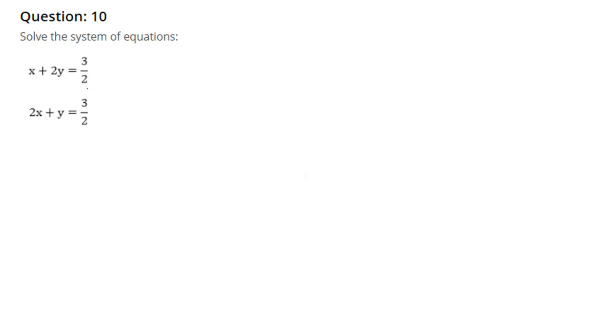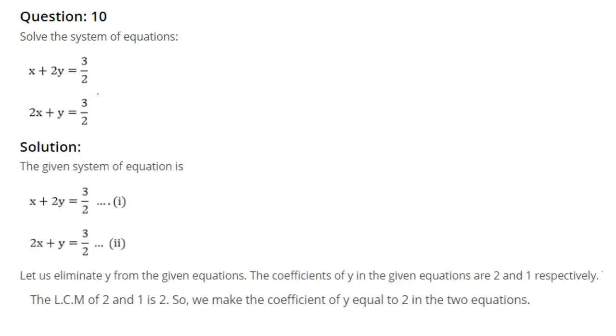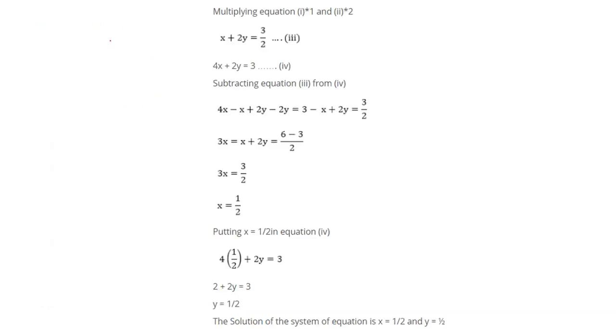Next is this equation: x plus 2y equal to 3 by 2, 2x plus y equal to 3 by 2. Here there is no need for any kind of multiplication, since 3 by 2 can easily be solved. What you can do here is either multiply this by 2, you get 2x, and cancel it by subtracting, or multiply this by 2 so you get 2y. So we will multiply this equation by 2, you get 2x plus 4y equal to 3, as the 2 cancels. Now this equation is 2x plus 4y equal to 3.